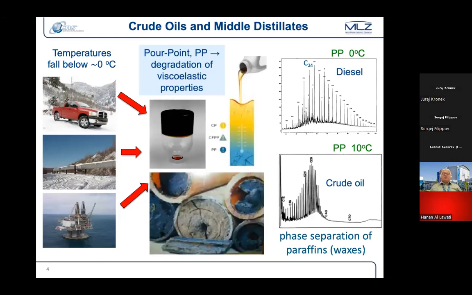Crude oils and middle distillates, when the temperature approaches 0 centigrade or drops below, show a degradation of the viscoelastic properties, and diesel motors are stopped, the filters are clogged, the pipes are clogged. You can see here what happens in these conditions. This is because phase separation of paraffins or waxes of long chain alkanes appears at this temperature, and you can see here a chromatography description of diesel and crude oil systems.